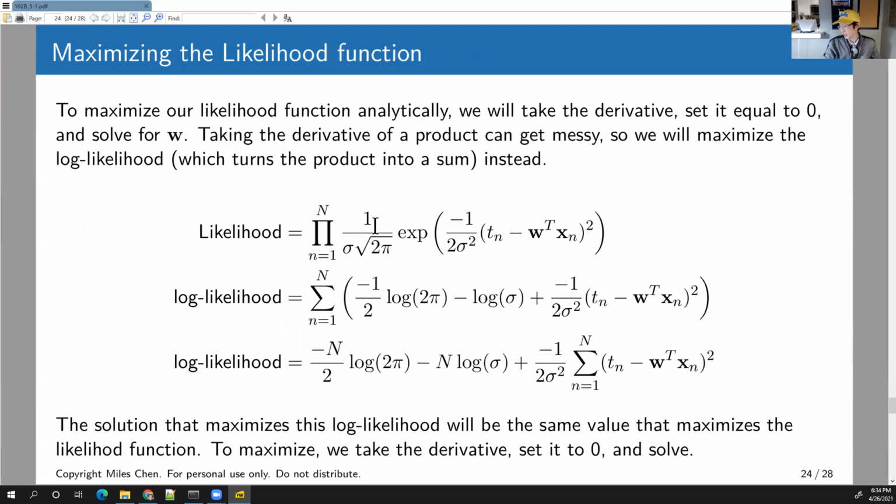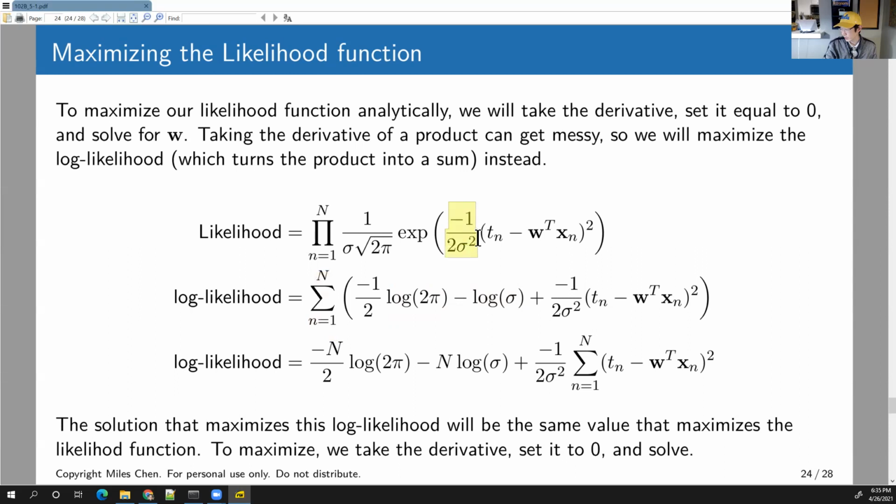All right, so here's the likelihood. We're going to take the log likelihood. When you take the log of this, it turns the product into a sum, turning multiplication into addition. So we get the sum of the log of every expression here. The 1 over square root 2 pi becomes the log of 2 pi raised to the negative 1/2, so we get negative 1/2 log 2 pi. 1 over sigma is sigma to the negative 1, so we get negative log sigma.